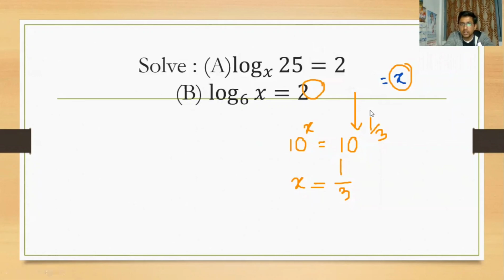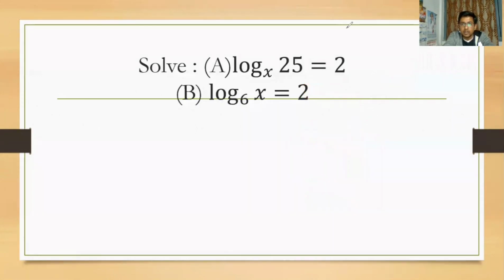Let me just clear the ink out of here. Okay. Now let's try to solve. In this question, I need to solve for the value of x. How do I solve the value of x? Let's do number a first. So log x of 25 is equal to 2. How do I do this? This is my base, right? This is my base. This is supposed to be my index. So x to the power 2 is going to be how much? It's going to be 25, right?